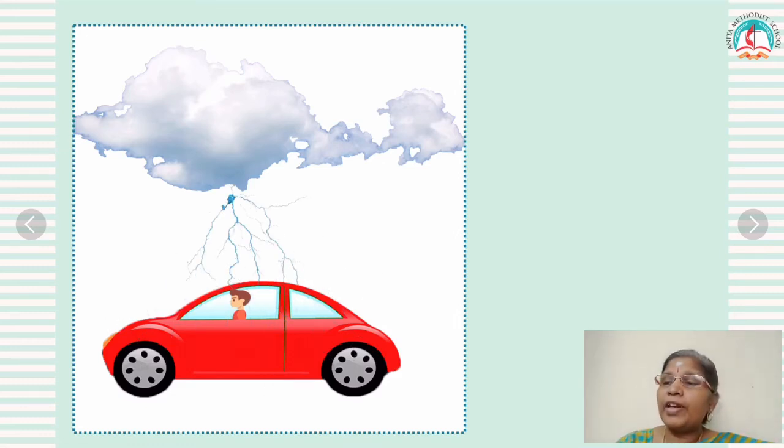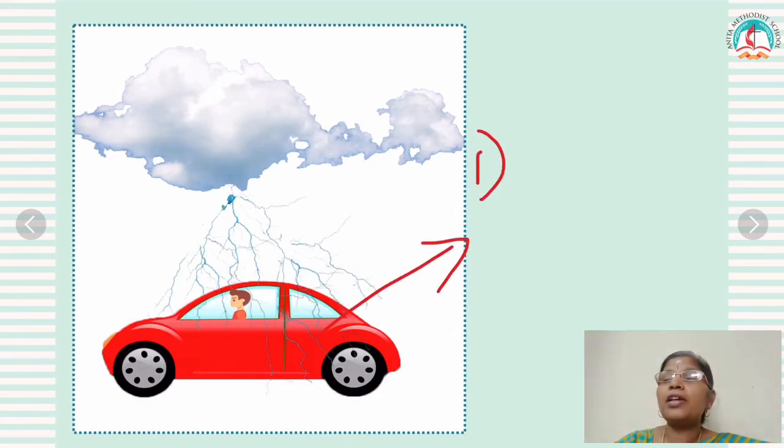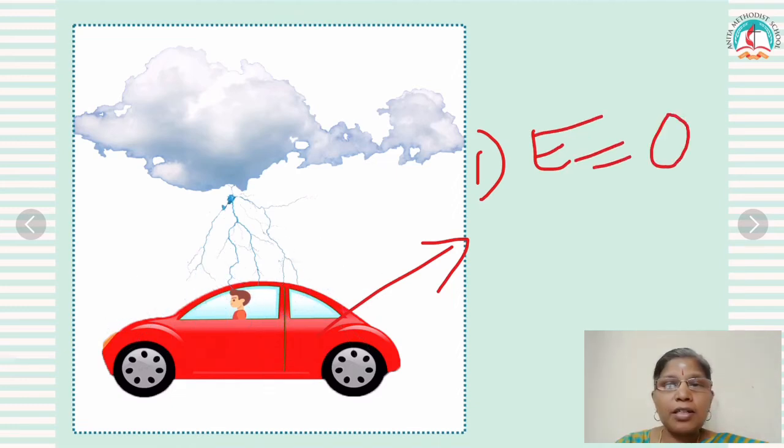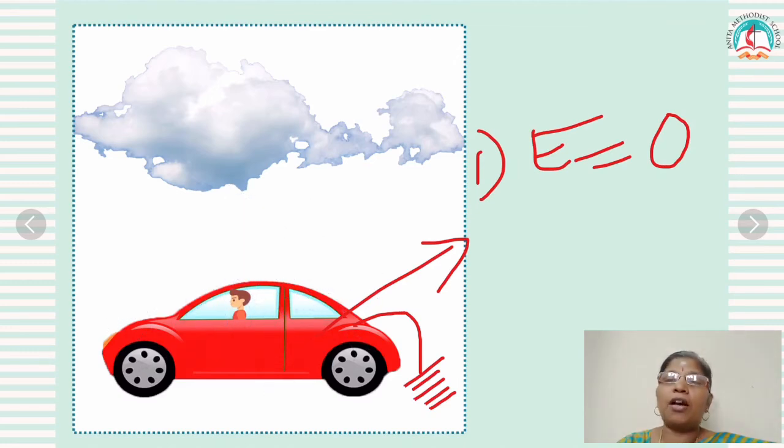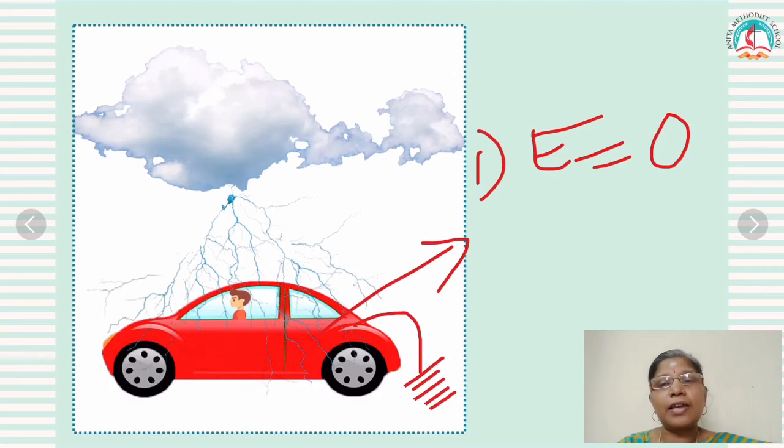You know very well that during lightning, sitting inside a car is safe compared to standing outside on the ground or under a tree. What is the reason for that? Because the car provides electrostatic shielding. The electric field inside the car is equal to 0. The metal surface absorbs the charges, and the charges move to the ground. For that reason, sitting inside the car during lightning is safer.